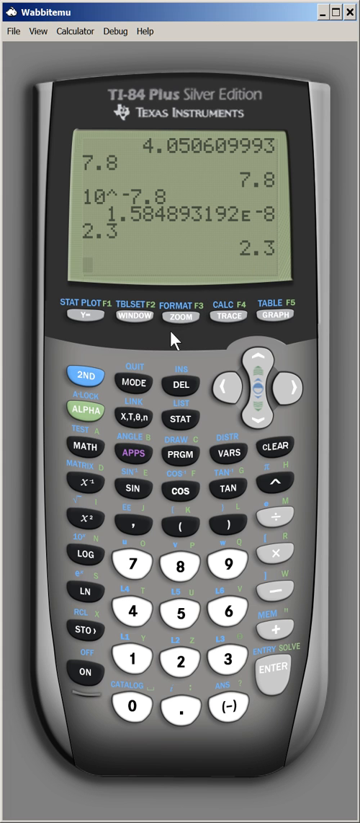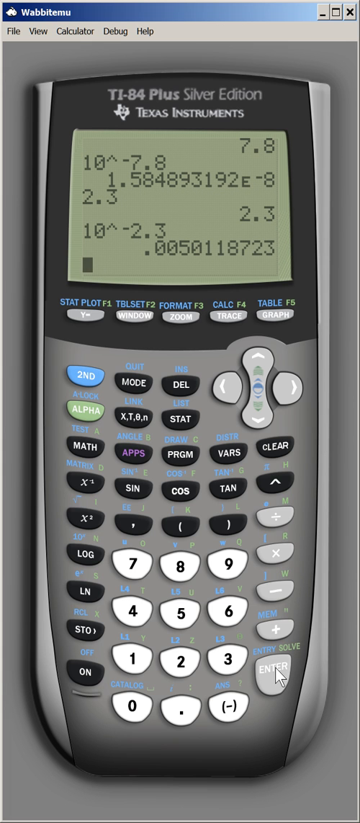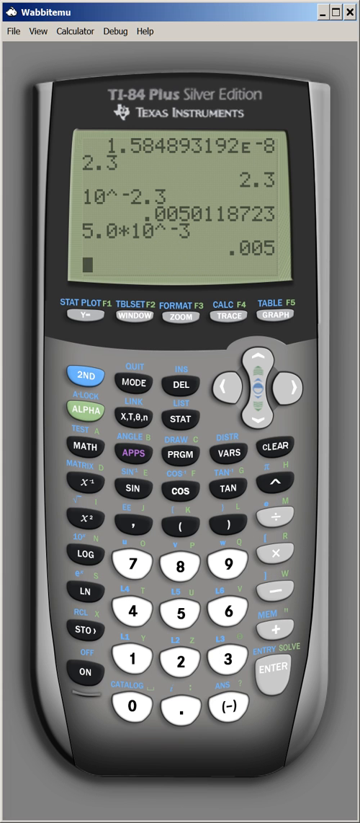So what's the concentration of H3O here? We go 10 exponent negative and then the pH. Boom. So we get 0.005. That would correspond to 5.0 times 10 to the power of minus 3 moles per liter. We could also say 0.005. Nobody is going to freak out if you do that. So there is, in a nutshell, calculating H3O and pH.